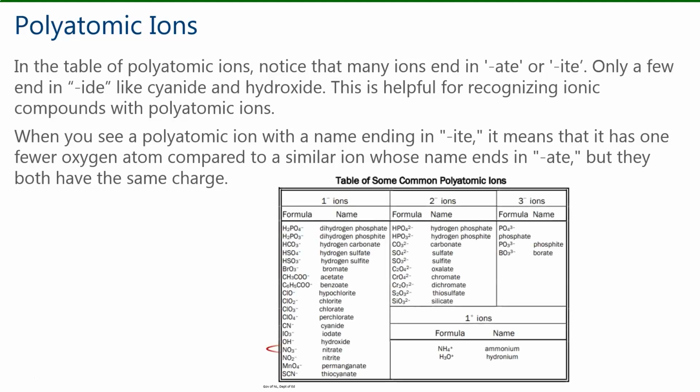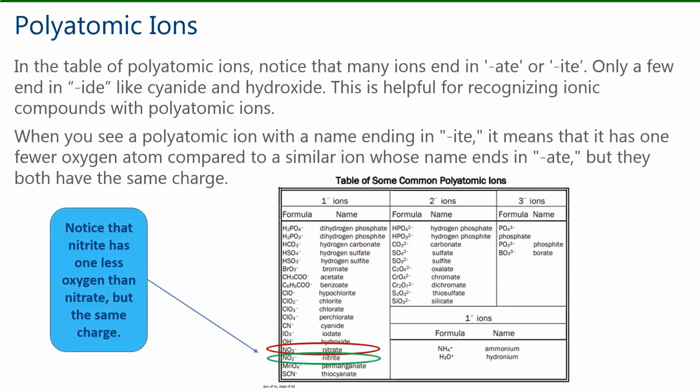Let's look at an example. Here we have nitrate, NO3 negative, compared to nitrite, which is NO2 negative. Notice that nitrite has 1 less oxygen than nitrate, but the same charge.